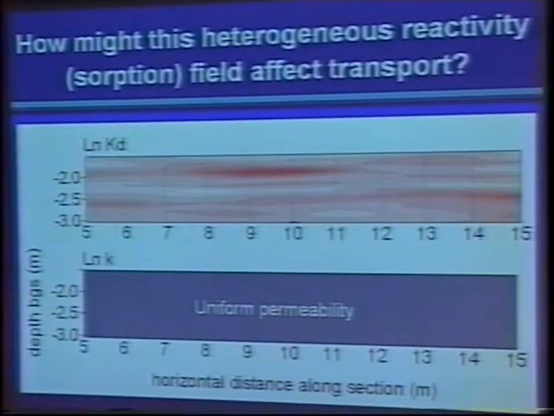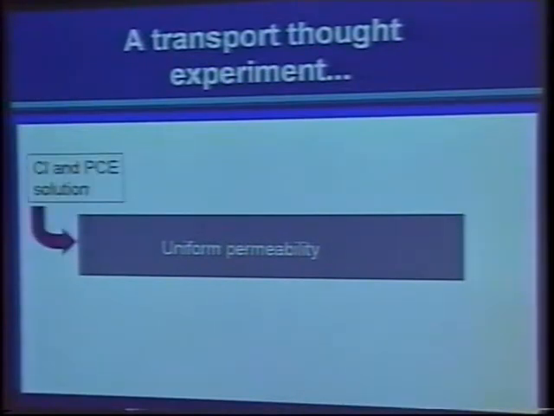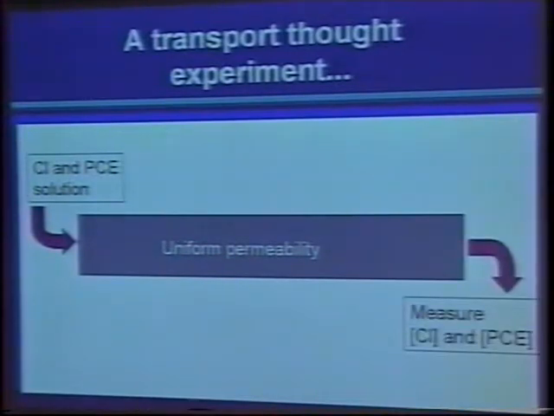Let's pretend that we don't know what the variability of the permeability field is, that we only know the variability of the geochemical parameter, our KD. And so we'll assume that the permeability is uniform, but that we know the geochemical variability. And let's do a little experiment where we think about running a tracer through this system. So the tracers would be at the upflow side, we put in chloride and a PCE solution, non-reactive and reactive tracer, and we measure them in a depth integrated fashion at the outlet end.